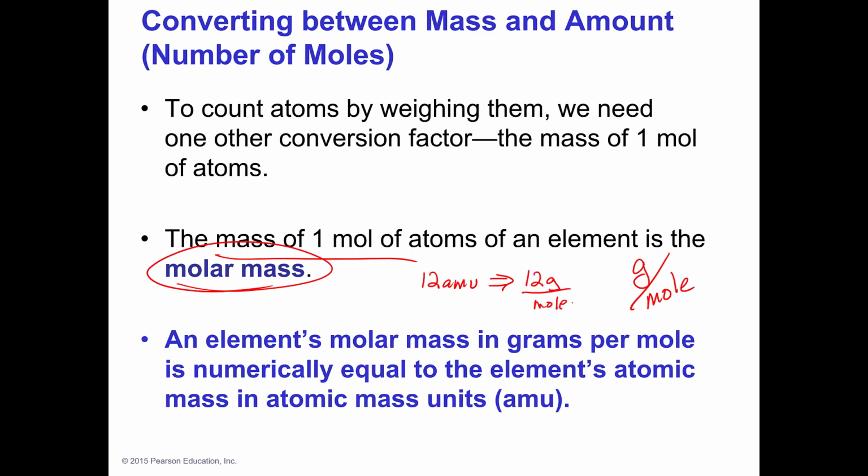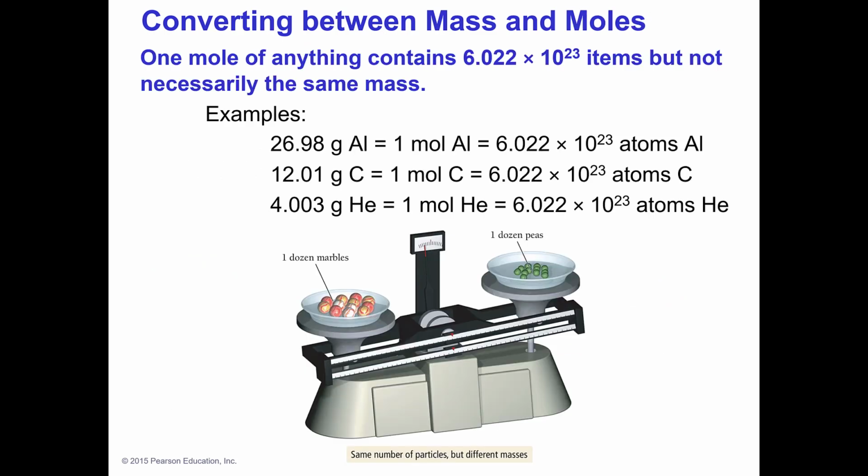you're going to have 12 grams per mole. This is because Avogadro's number is 6.022 times 10 to the 23rd atoms per mole, and that gives us grams per mole. Like I said, this allows us to do these calculations in real terms, not just AMUs. So the atomic mass is in AMUs, the molar mass is in grams.